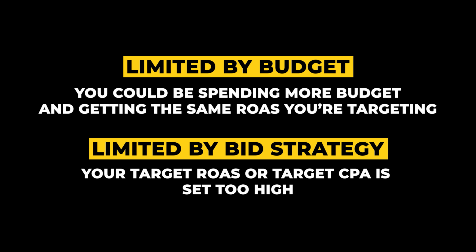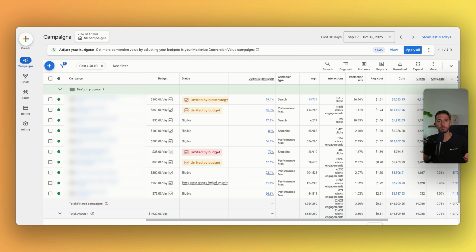So you might be wondering how we can fix this. For limited by budget, I recommend increasing the budget between 10 and 15% per week and monitoring and making sure that your target CPA or target ROAS are still met while you increase it.